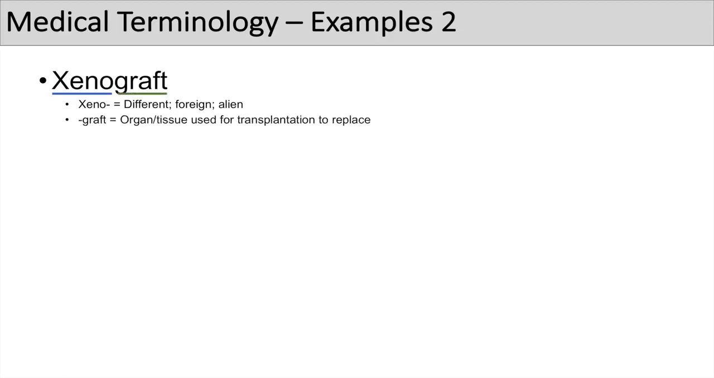The next practice problem is xenograft. So what does xenograft mean? Well, again, when we break it down, xeno means different or foreign or alien. In graft, we just learned that graft means an organ or tissue used for transplantation to replace something. So when we put this together, a xenograft is really an organ or tissue from an animal of one species, so it's from a different species, transplanted to an animal or human of another species. So when we, for instance, might take some organ or tissue from a pig and use it in a human, that's a xenograft. So it's from one different species to human.